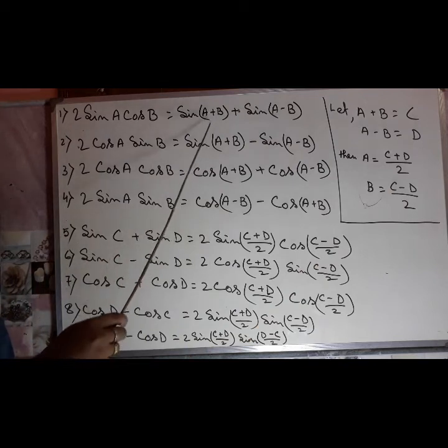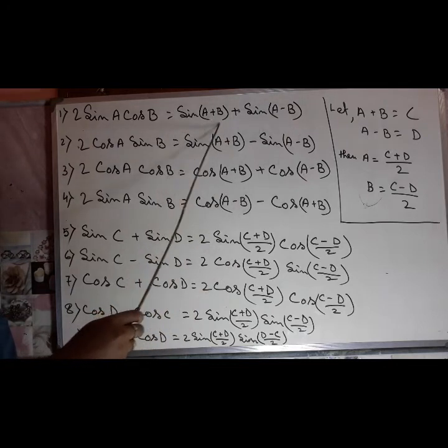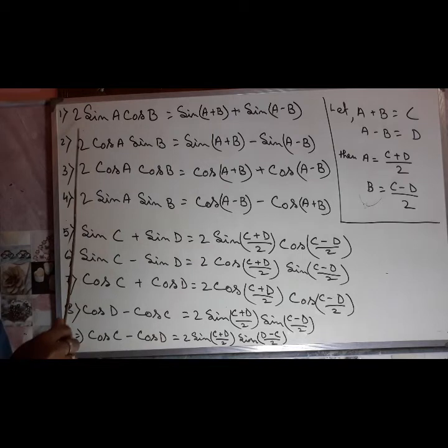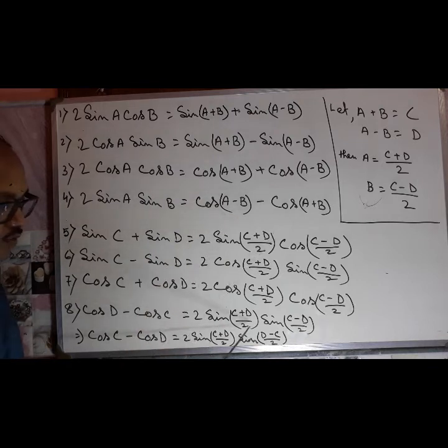Let us see how. sin(A+B) is equal to C, so sin C plus sin D, putting the values of A and B here, will be 2 sin((C+D)/2) cos((C-D)/2). After that, for the second formula, sin C minus sin D is 2 cos((C+D)/2) sin((C-D)/2). Instead of A and B, we put the values. Now the third formula: cos C plus cos D equals 2 cos((C+D)/2) cos((C-D)/2), and cos D minus cos C equals 2 sin((C+D)/2) sin((C-D)/2), putting the values of A and B here.